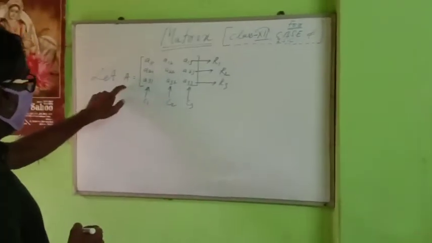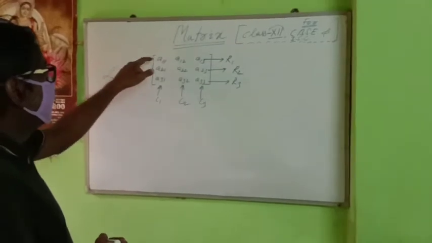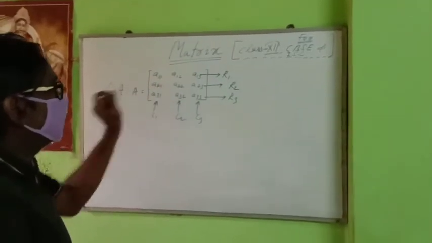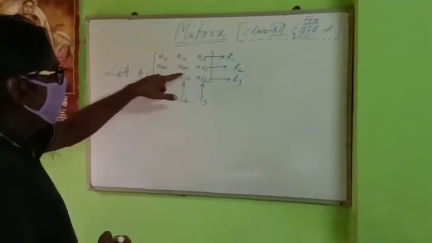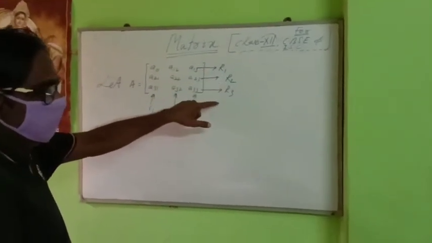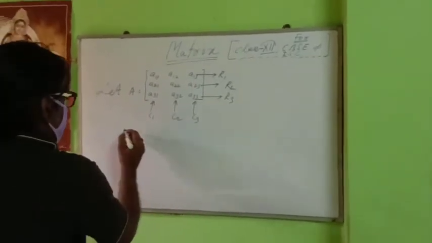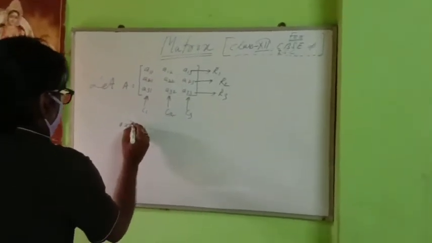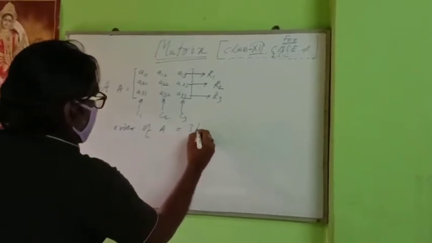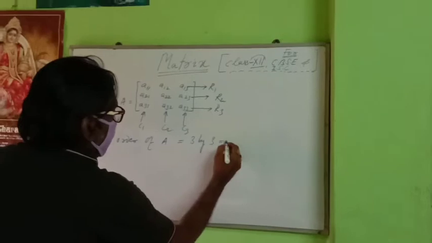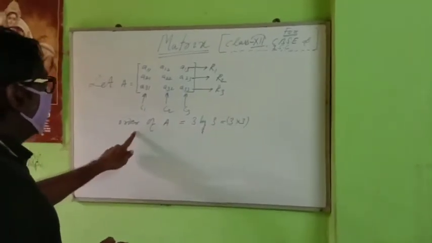That means this is a matrix. So many elements are there. How many elements are there? 9 elements, because 3 rows are there: R1, R2, R3, and 3 columns, that is C1, C2, C3. What is the order of the matrix? Therefore, the order of A will be 3 by 3, or you can write 3 into 3. This is the way of writing the order of a matrix.